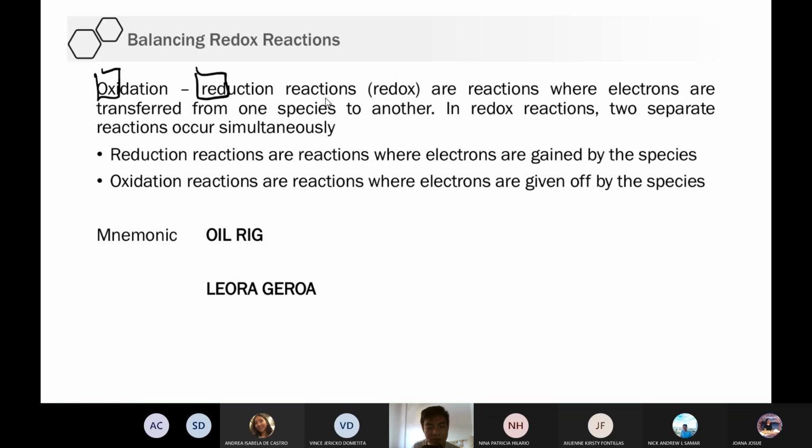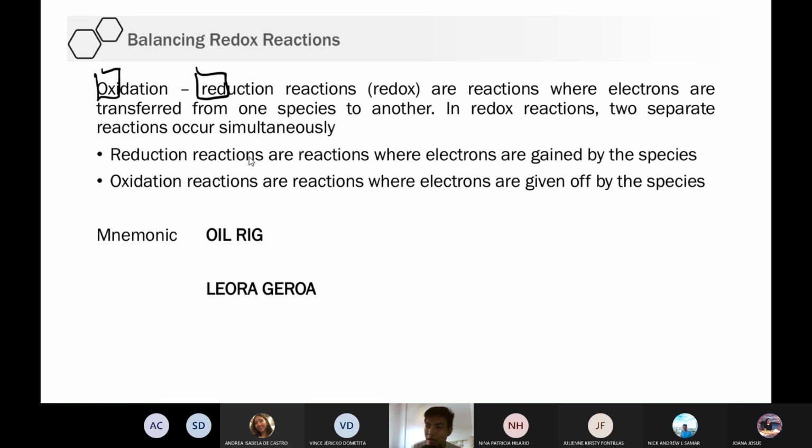Ayun. Pag combustion, iba yon. Sinusunog mo yung matter mo with oxygen to produce CO2 and H2O. But redox reaction, these are reactions which involves the transferring of electrons from one compound to another compound. No? And in redox reaction, two separate reactions occur simultaneously. Okay, so ibig sabihin, you have an oxidation reaction and you have a reduction reaction. So this is two reactions happening at once. So, hindi pwedeng reduction lang meron ka. Dapat may kasamang oxidation yan. Tandem kasi yan eh. Okay.